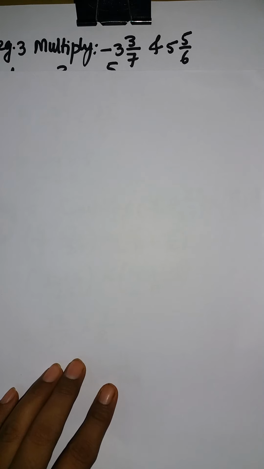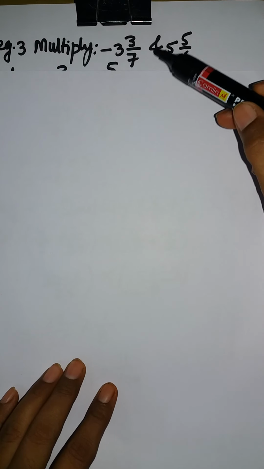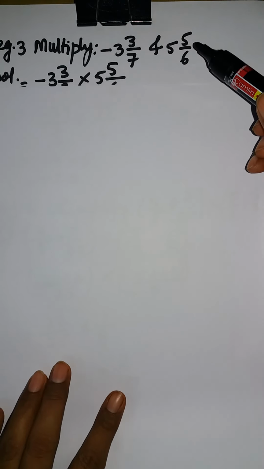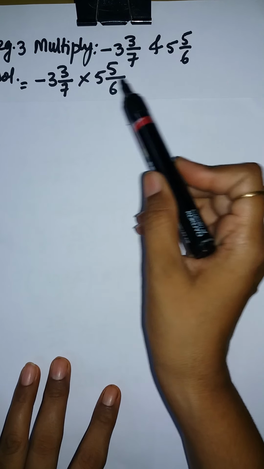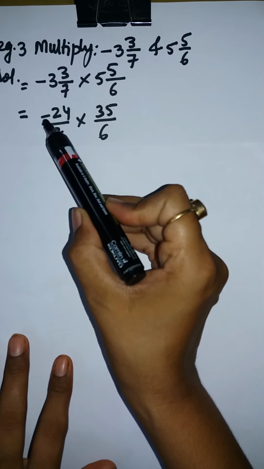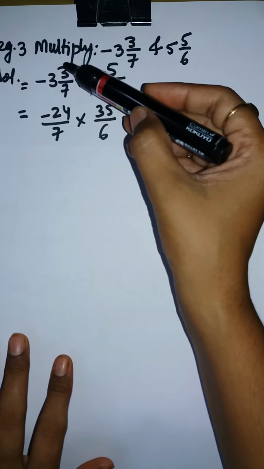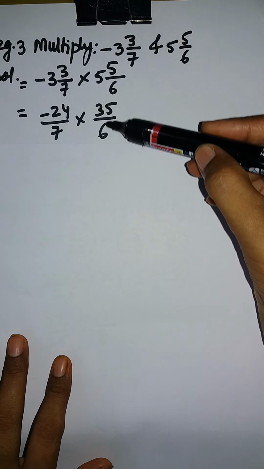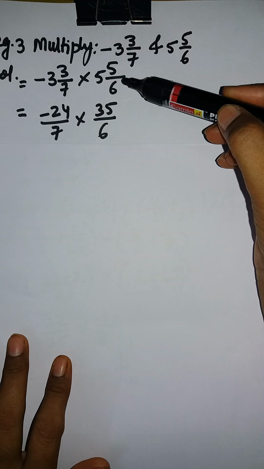Let's take another example. If the given numbers are in the mixed number form, then how do we multiply them? We first convert them into the p by q form. Here minus 24 by 7 is the p by q form of this number, and 35 by 6 is the p by q form of this number.